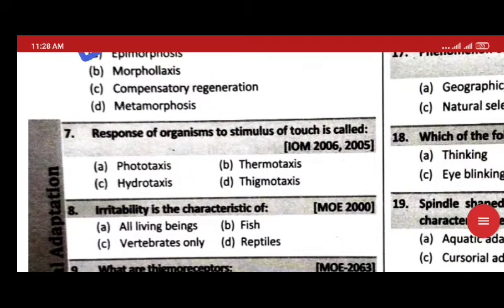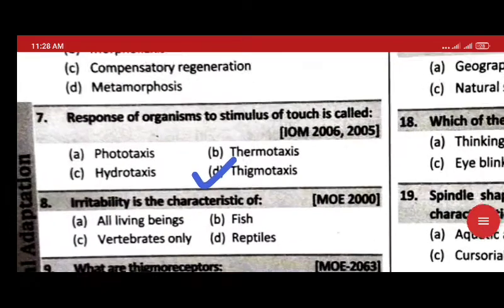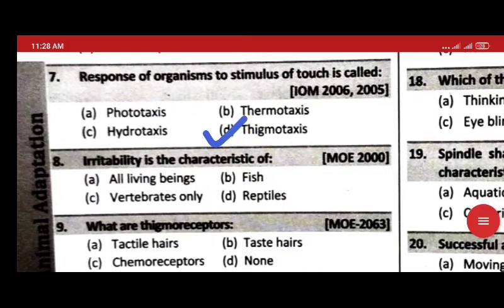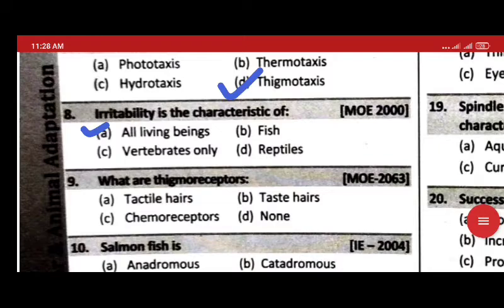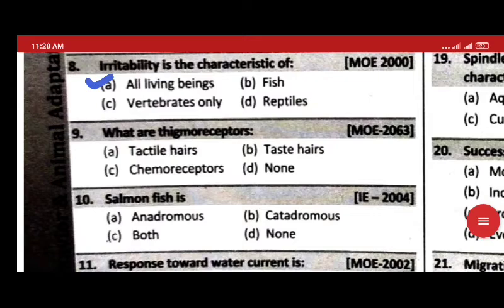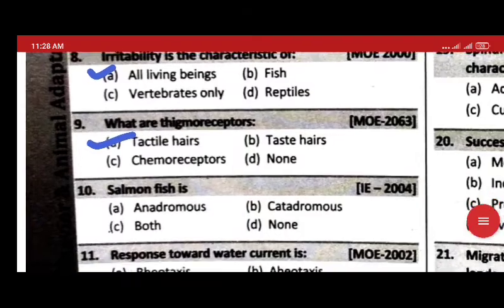Response of organism to stimulus of touch is called thigmotropism. Now irritability is a characteristic of all living beings, because irritability means response, and living beings have response, non-living beings have no response. Now what are thigmoreceptors? Thigmoreceptors are for touch. So for touch we have tactile hair on the skin.